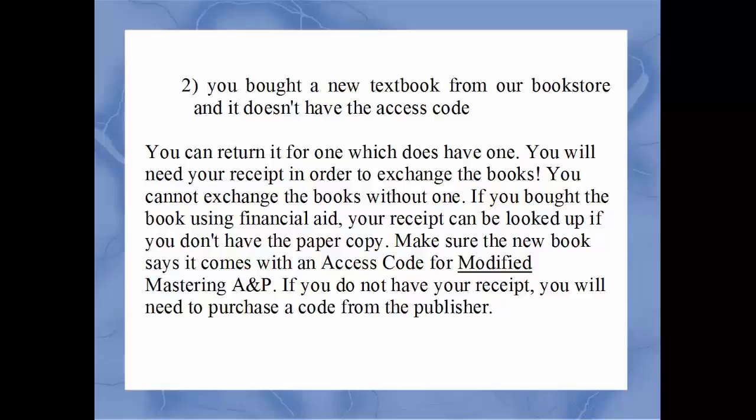If you bought the book using your financial aid, your receipt can be looked up through a database, even if you don't have your paper receipt. Make sure that when you're getting the new book that it says Modified Mastering A&P. If it doesn't have the word modified in it, then you're getting something different. So you must be using Modified Mastering A&P.